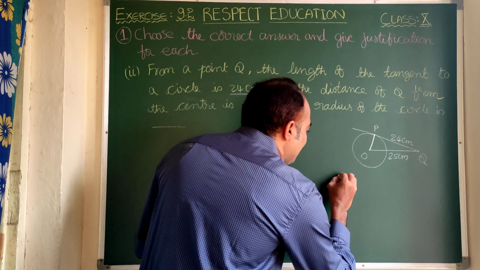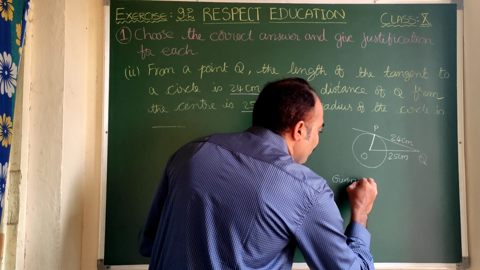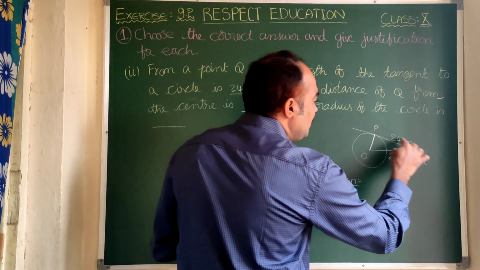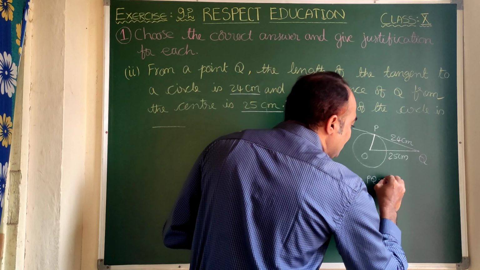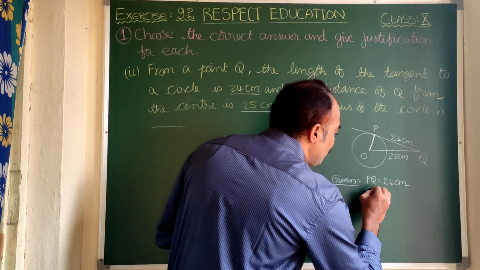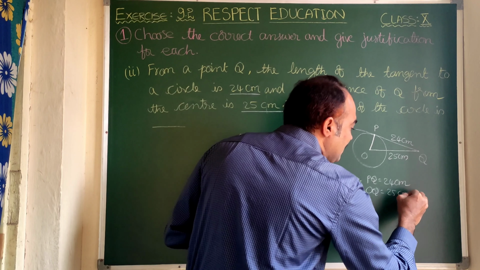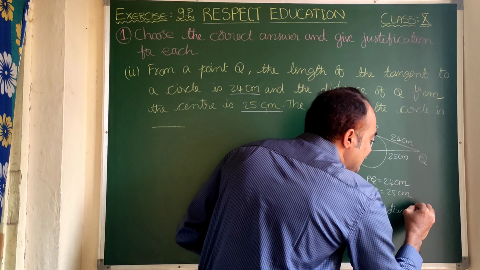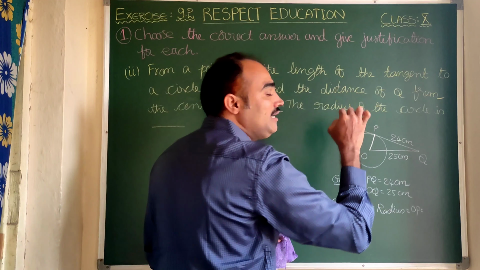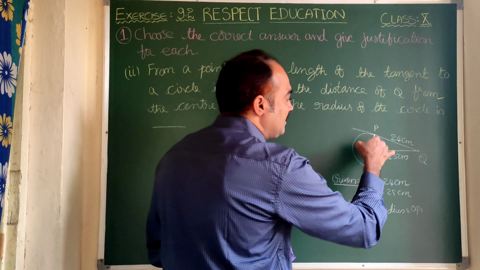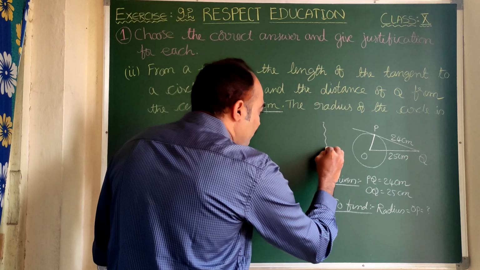So here let us write the given data. Given PQ is equal to 24 centimeter and also OQ is equal to 25 centimeter. Then to find, what to find? Radius. So radius means OP is the radius, the distance from the center to any point on the circumference, here P. So OP is to be found. So that is the question mark.